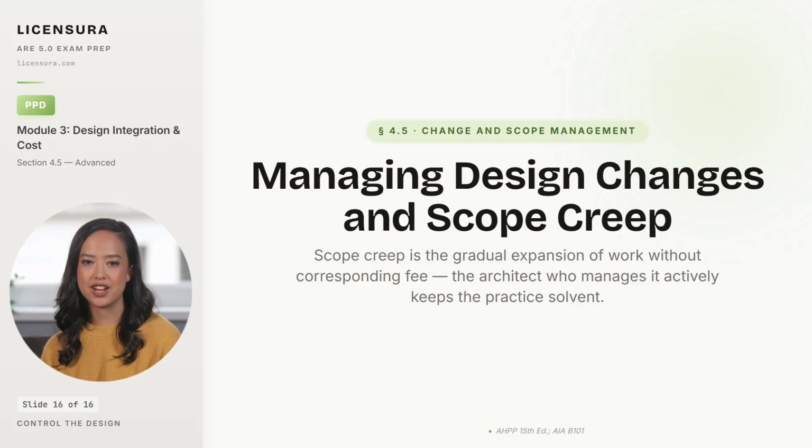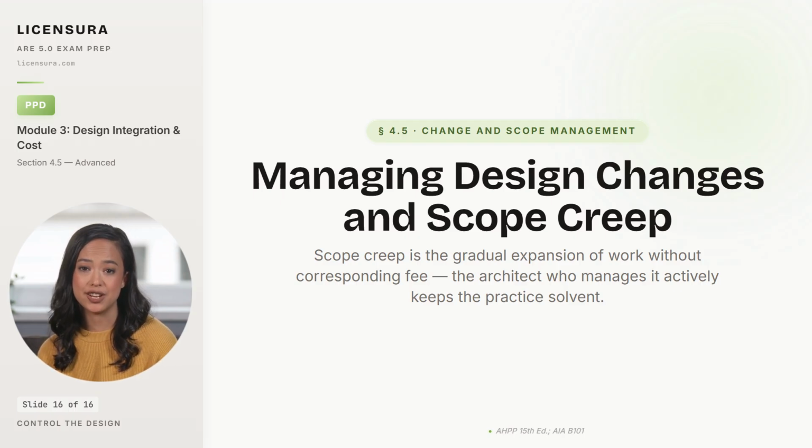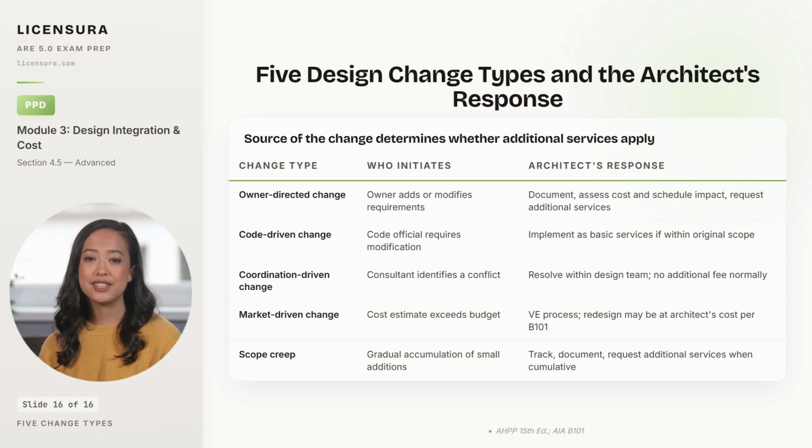Five change types each have a defined architect response. Knowing which one you are looking at drives the right action. The source of the change determines whether additional services apply. Owner-directed changes happen when the owner adds or modifies requirements after the original scope was set. The architect documents the change, assesses cost and schedule impact, and submits an additional services request with the requested fee. The owner has the right to direct the change. The architect has the right to be paid for the additional work.